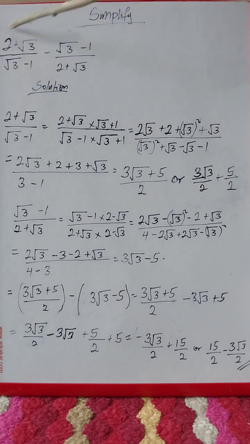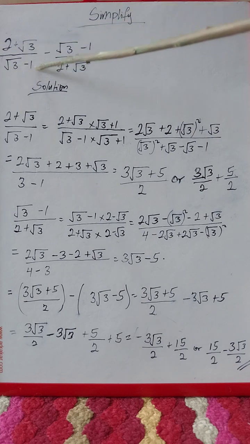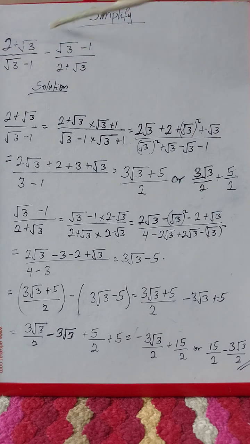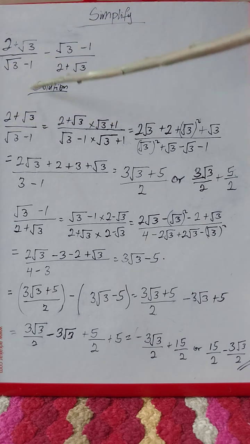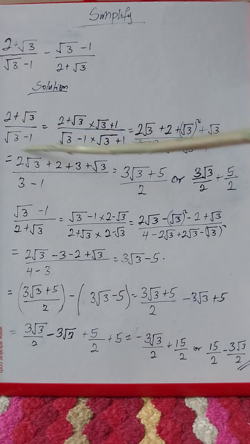So we pick the first term and solve for it, and then pick the second term and also solve for it separately. We rationalize each term separately. So we pick the first term, 2 plus root 3 over root 3 minus 1.